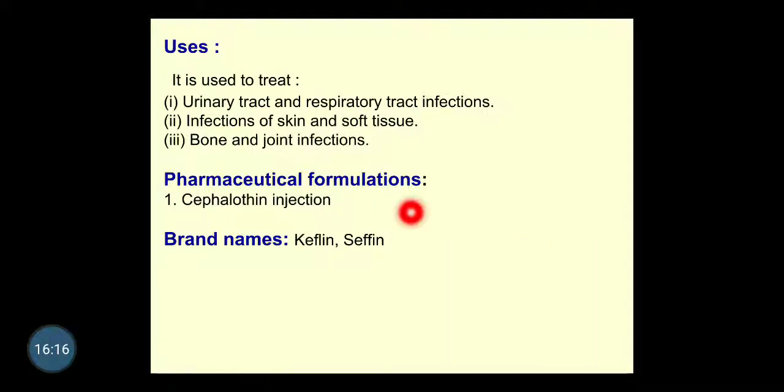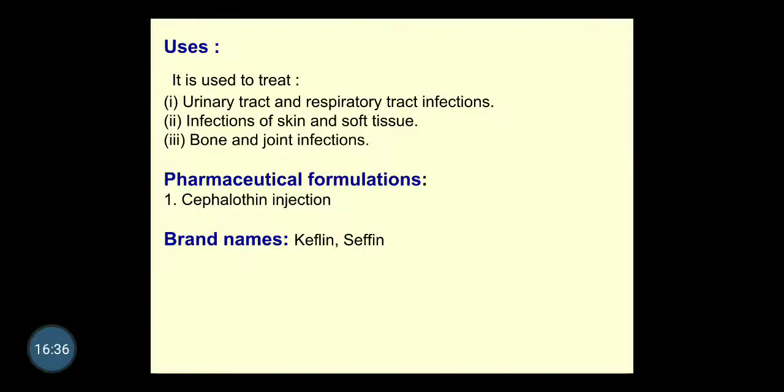Next, the uses are similar to the previous cephalosporin: UTI and RTI, that is urinary and respiratory tract infection, infection of soft tissues and skin, and bone and joint infection. Keflin and Cephalin are the two brands of cephalothin injection. In this way we have finished all the cephalosporin types of antibiotics.